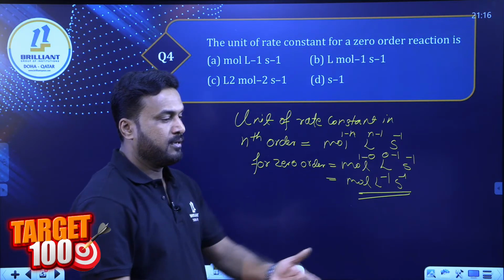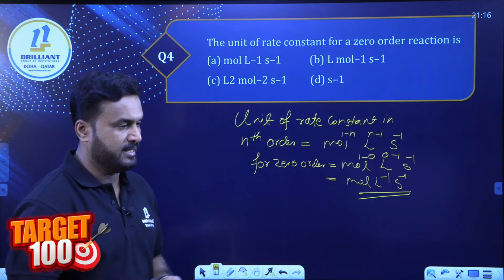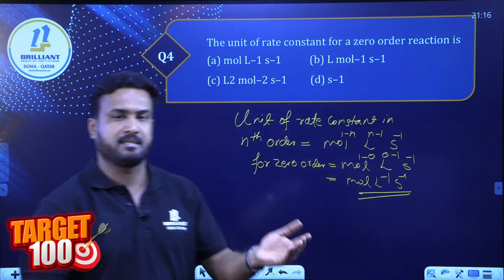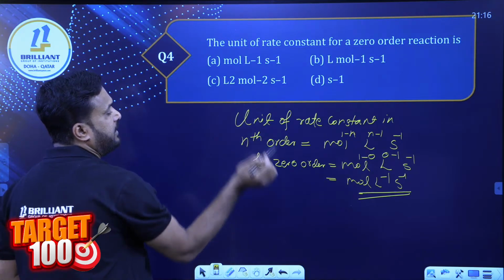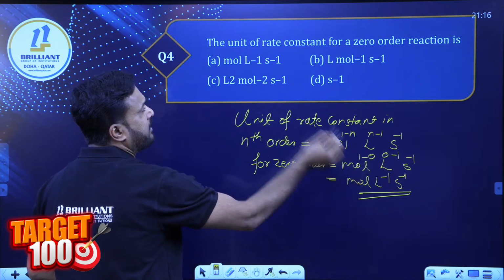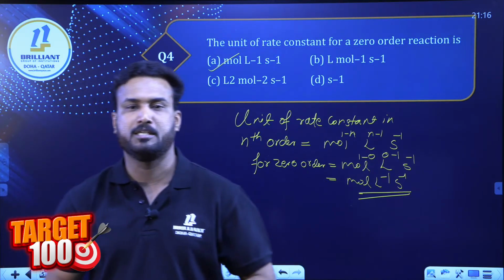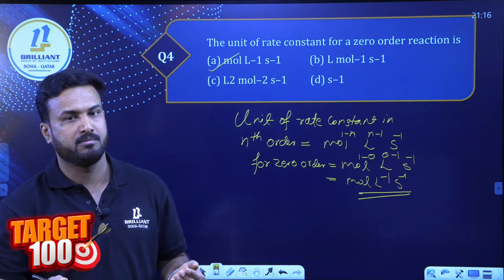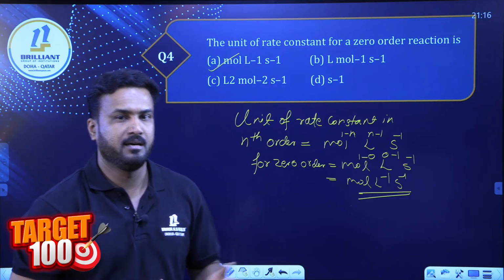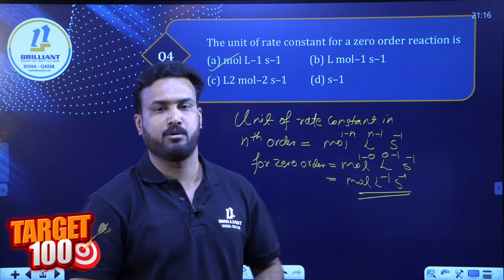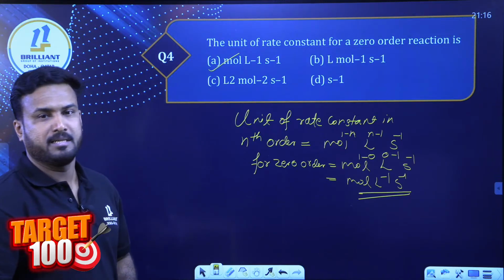Correct, right? Yes. Almost all of you sent the correct answer in the chat box. Option A is correct. So mole liter raised to minus 1, second raised to minus 1. The correct answer is option A. Fine, the same way you send your right answer. Almost all are responding, very good. Dhruval, correct. So we can go for the next question.